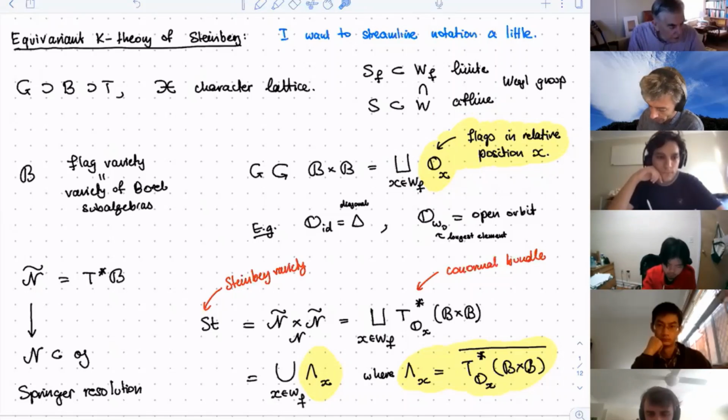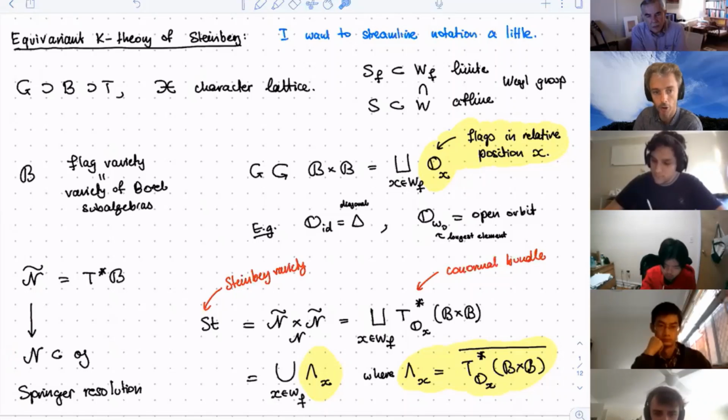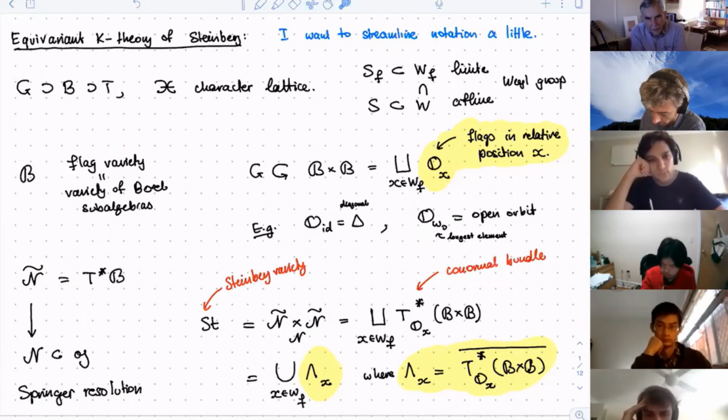And so we have the flag variety, we have its cotangent bundle. The cotangent bundle has a natural map to the nilpotent cone, which is called the Springer resolution. This agrees with the moment map. This can also be explicitly understood if we describe the flag variety in terms of a flag and a nilpotent element fixed by that flag, in which case this map just assigns the pair to the nilpotent element. We have the fiber product of the Springer resolution with itself over the nilpotent cone. This is the Steinberg variety.